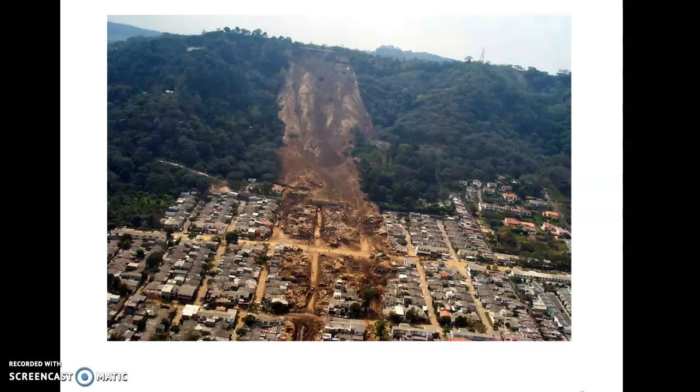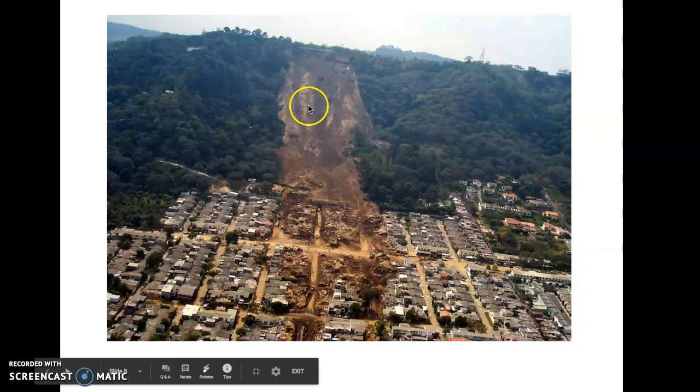Let's look at some pictures. There's an example of a landslide. Landslides, as you can imagine, are very dangerous. They're often quickly moving and not always expected. So you can see the land slid off the side of the mountain and ran into this town right here.